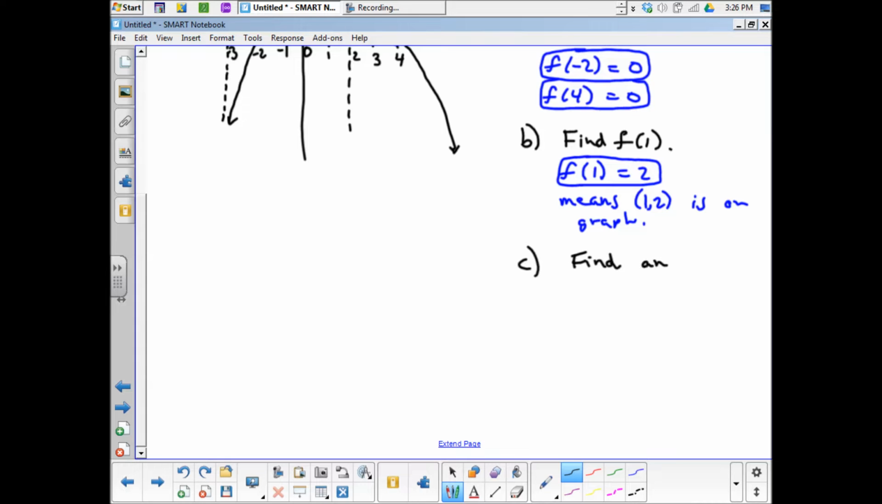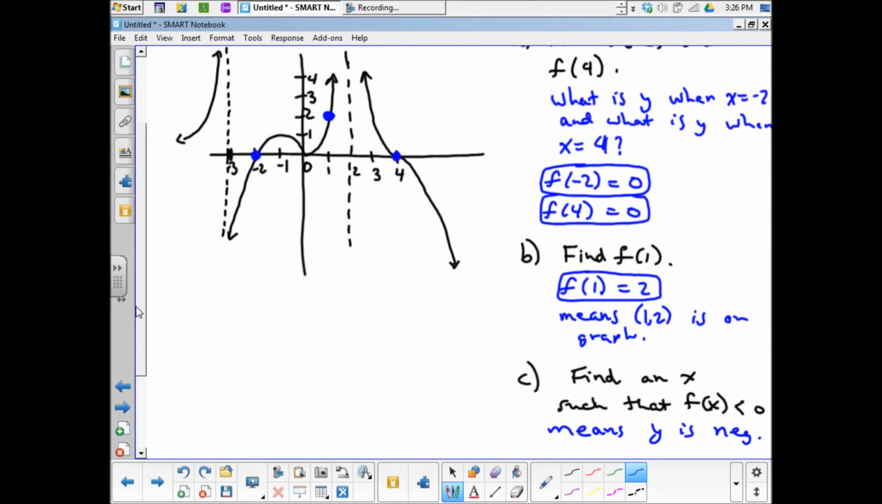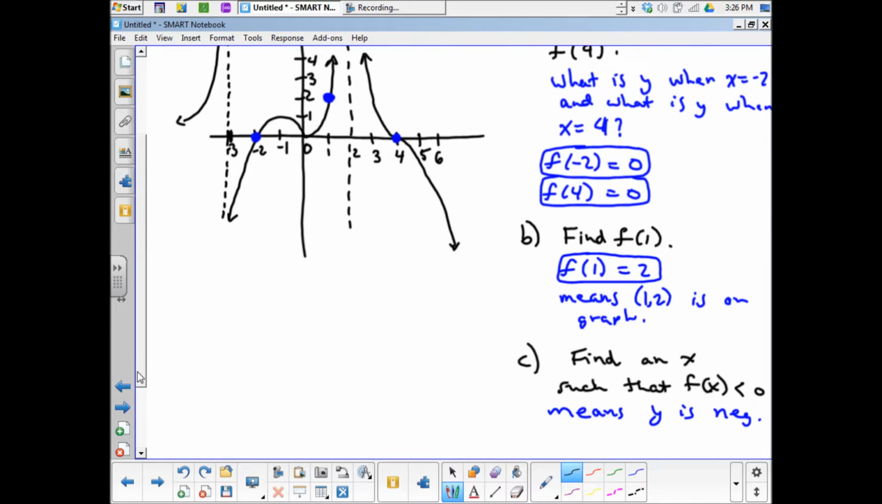Let's find an x such that f of x is less than 0. So what does this mean? This literally means y is negative. You know, they didn't tell us where to look, so I'm going to look back at the graph and see if I can find a couple here. Well, I would say that anywhere over here to the right of 4, the graph is underneath the axis, right? Okay, so I'm just going to go with 5.